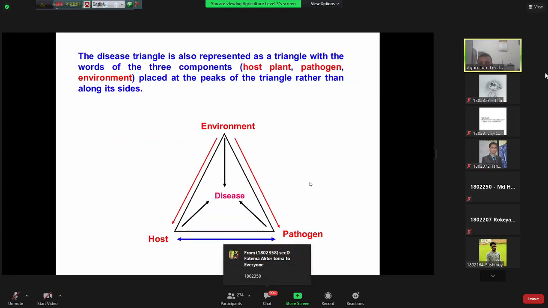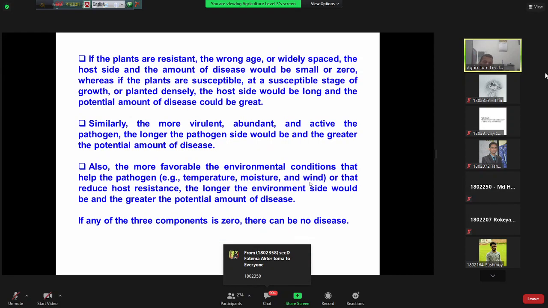So you have to write it in brief and explain it beautifully with two drawings. Now the question is when disease will occur and when it will not. If the plants are resistant, or planted widely spaced, the amount of the disease will be zero. But if the plants are susceptible, at a susceptible stage of growth, planted densely, then the disease could be high. Similarly, the more virulent, abundant, and active the pathogen, the longer the pathogen survives and the greater the potential amount of disease. If the host is susceptible, the pathogen is virulent and abundant, and the environment is favorable, there will be disease. But if these factors are not present, you cannot do anything.